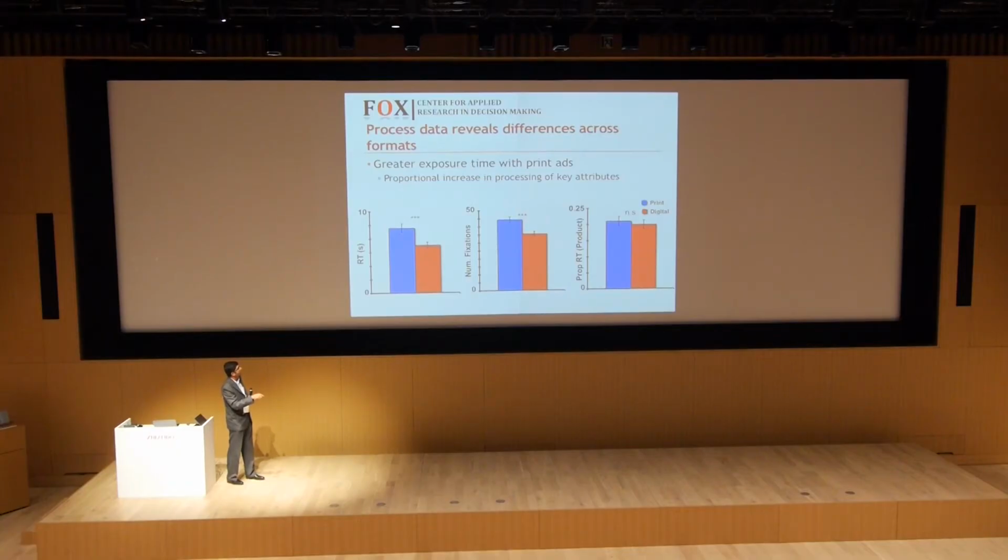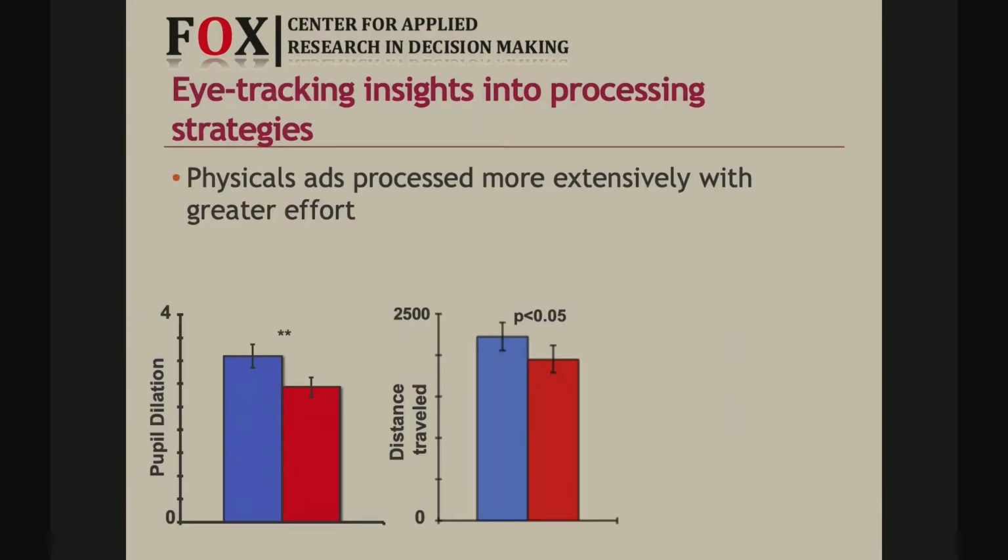The amount of time spent on each of these things was proportionally lesser in digital compared to print. So if you balanced for the RT, then there's actually no difference. That means out of the total time, they spent an equal proportion of time on the product, similarly on the brand, also in this case. All right. Now, what about some other biometric measures?